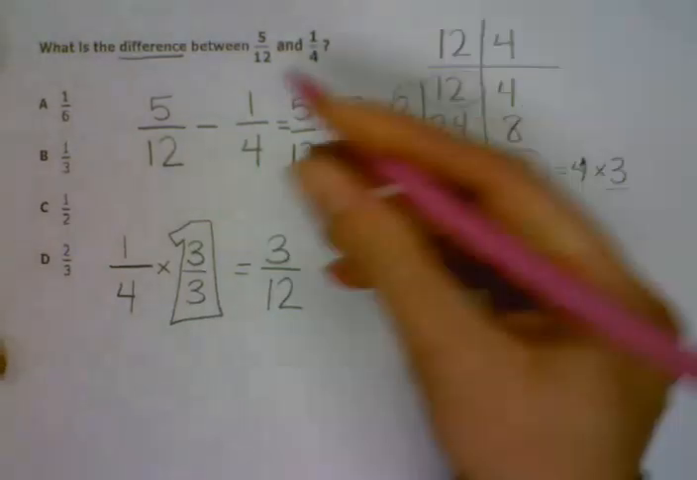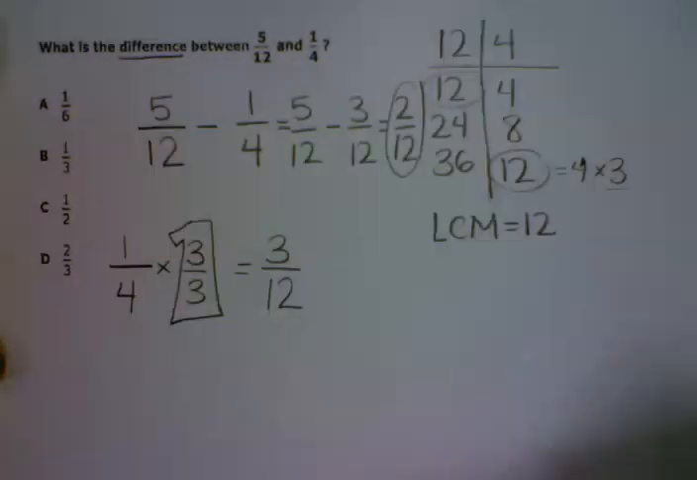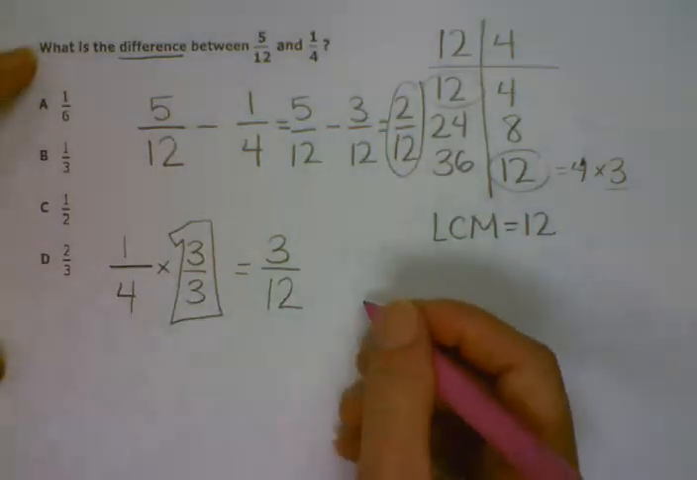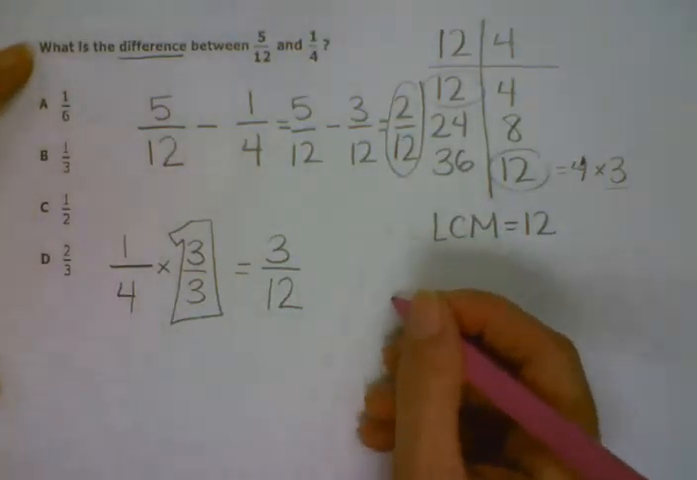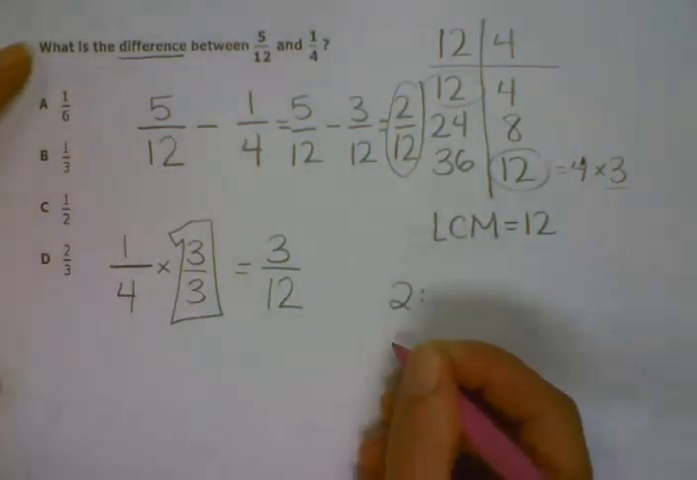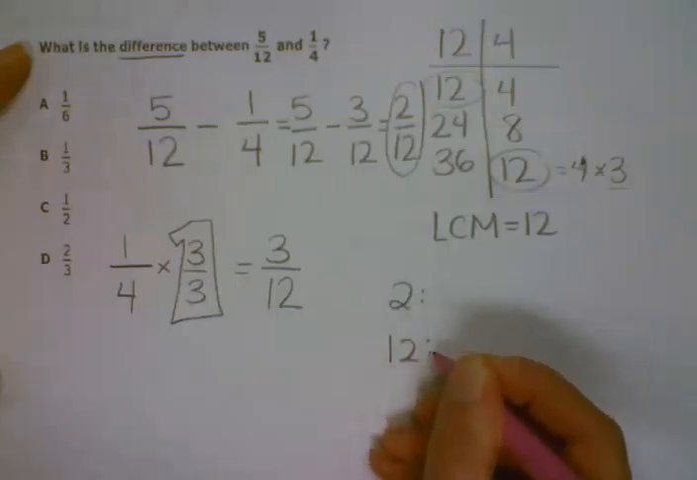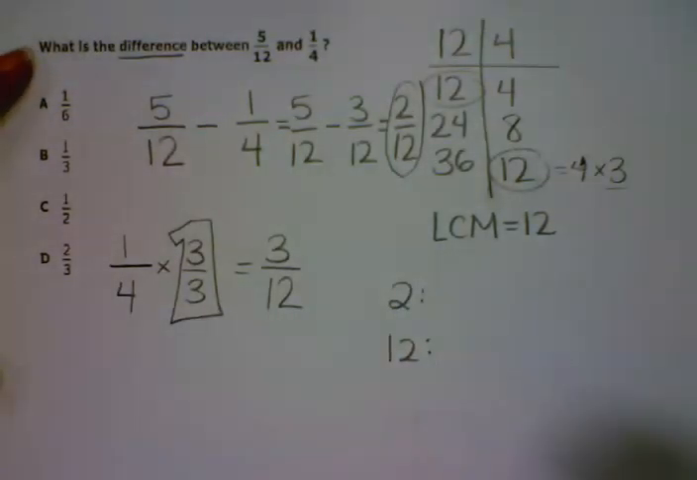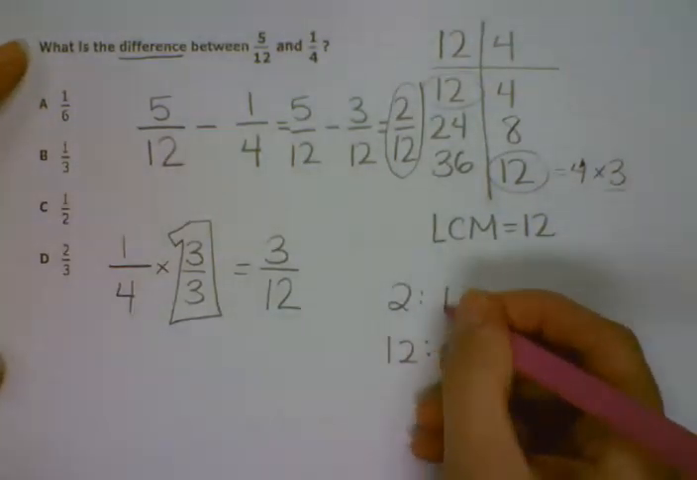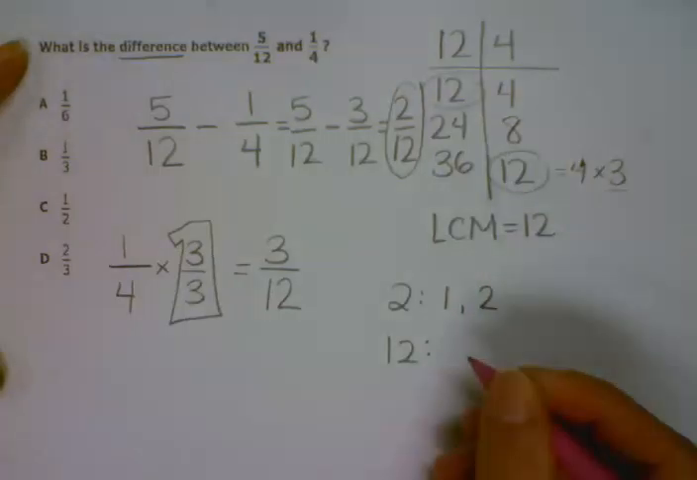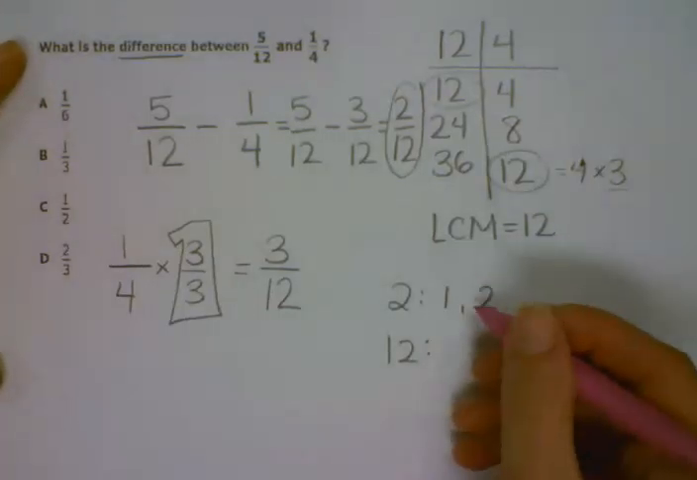I look over at my answers. I don't have 2/12 as an answer, so I need to put my answer in simplest form. I'm going to use the factors of 2 and 12 to put my answer in simplest form. I know the factors of 2 are 1 and 2. That means 1 times 2 equals 2.